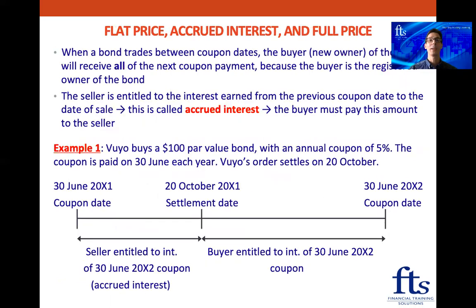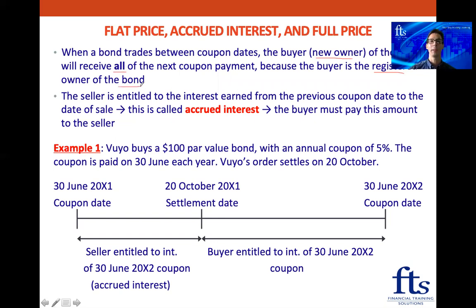Excellent. Right, now we're going on to the flat price, accrued price, and the full price. So let's see what we've got here. When a bond trades between coupon dates, which is going to be most of the time, because a coupon date is only once or twice a year, so the rest of the time it's going to trade between coupon dates, then the buyer, who's the new owner of the bond, is going to get all of the next coupon payment. Why? Because the buyer is going to be the registered owner of the bond, and whoever the registered owner of the bond is gets all of the next coupon payment.